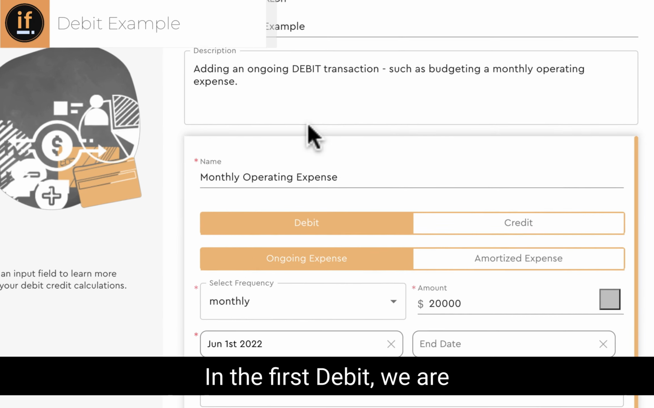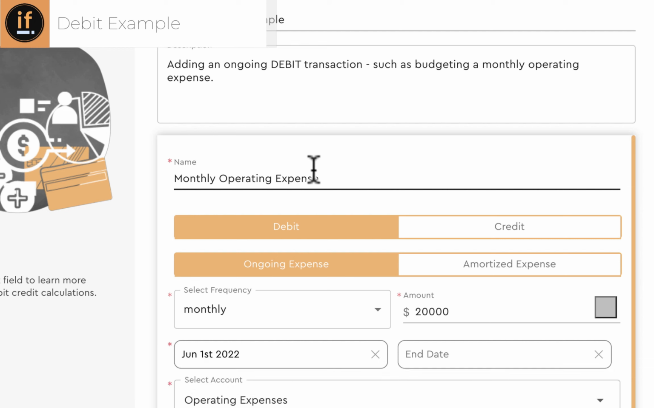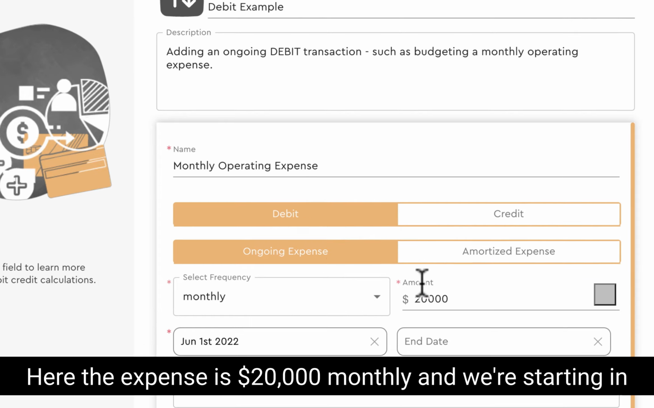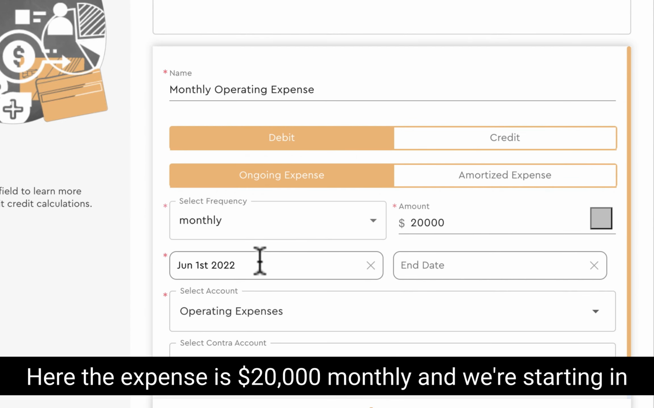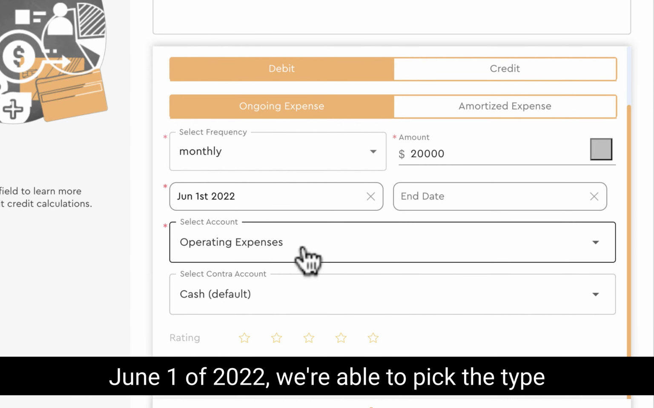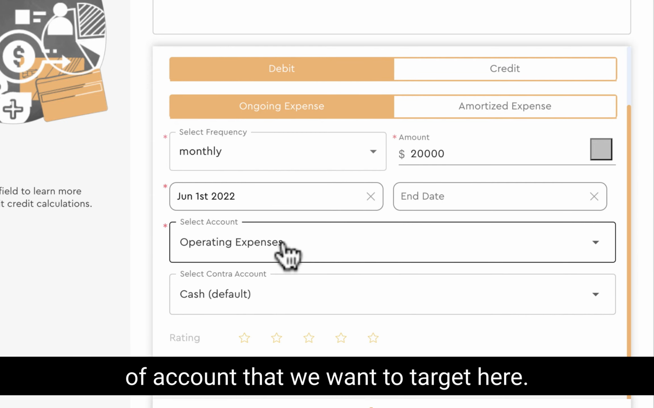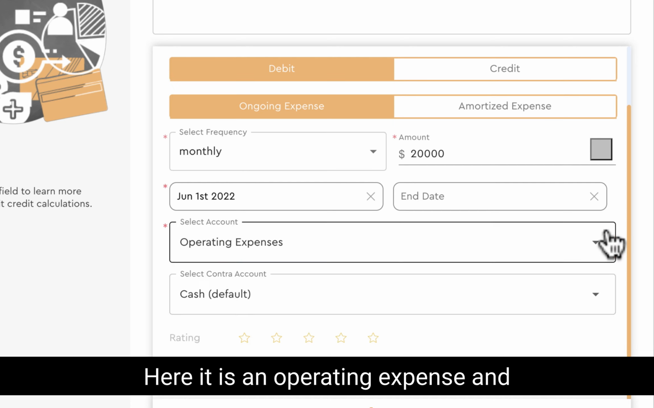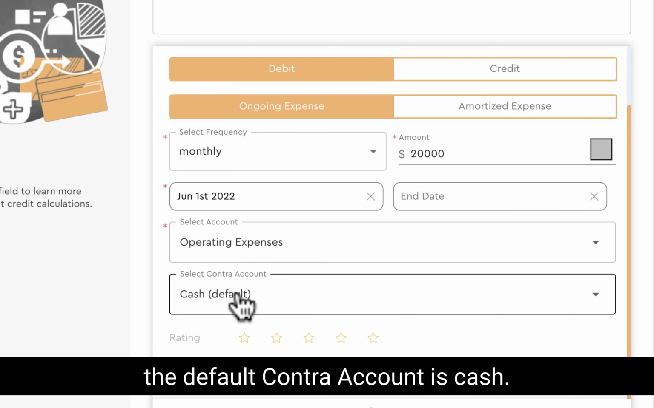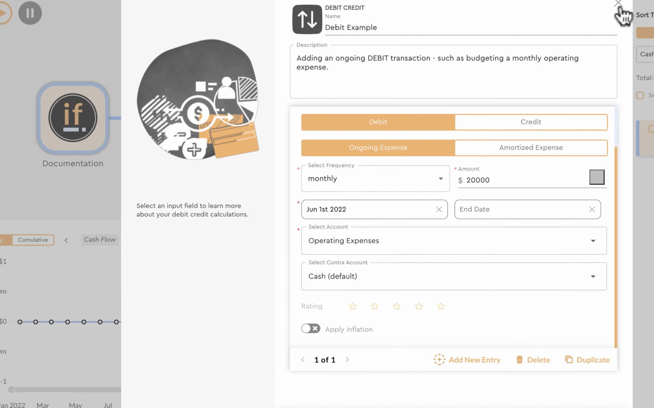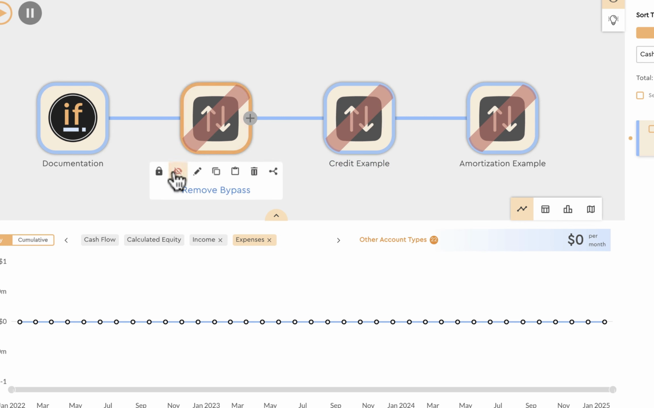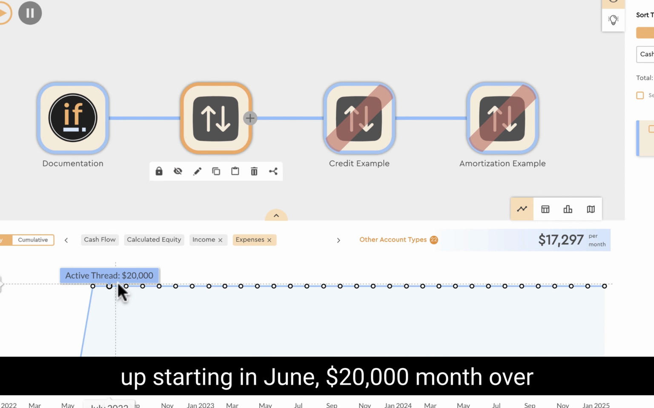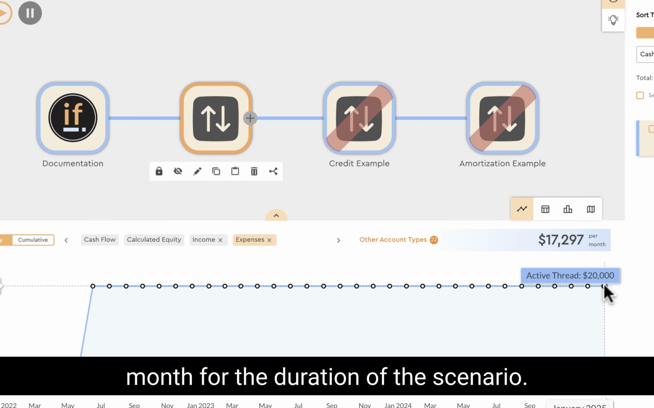In the first, debit, we are setting a monthly operating expense. We use the debit state and an ongoing expense. Here the expense is $20,000 monthly, and we're starting in June 1st of 2022. We're able to pick the type of account that we want to target here. Here it is an operating expense. And the default contra account is cash. Here we can see the expense showing up starting in June, $20,000 month over month for the duration of the scenario.